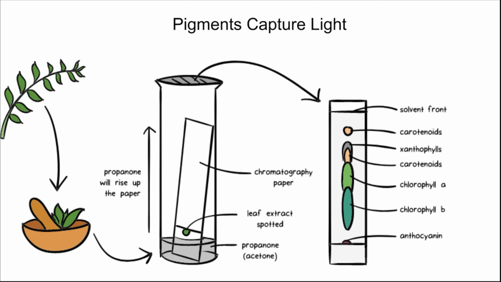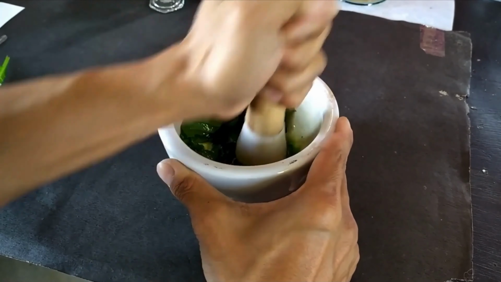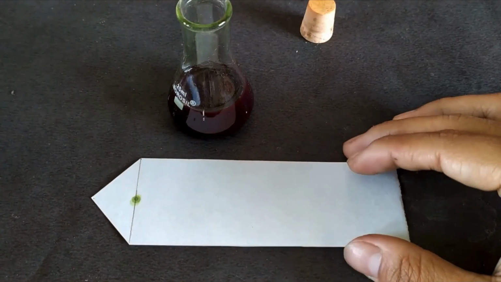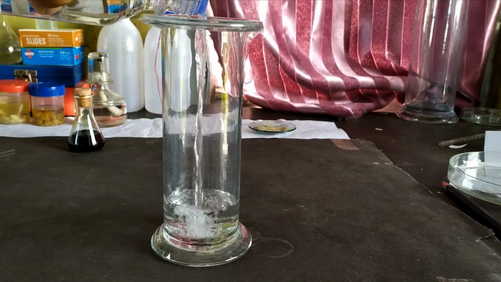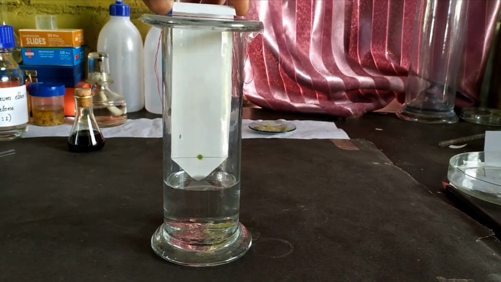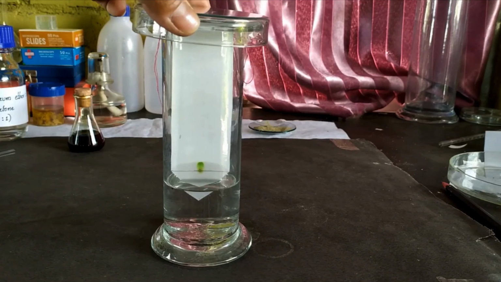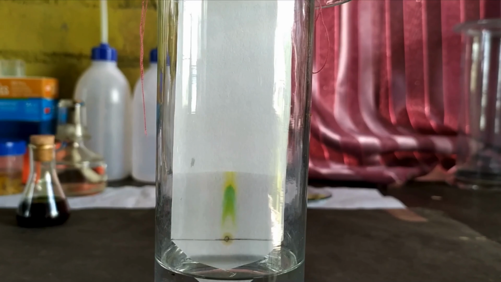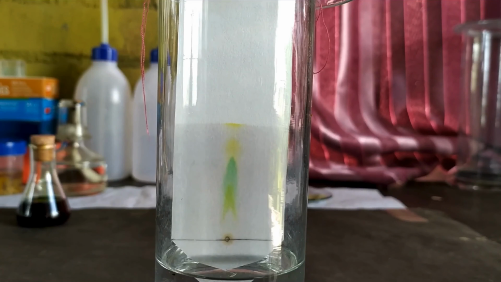Plants contain many different pigments, but if we want to see all the different pigments, we have to separate them somehow. In this demonstration, a piece of chromatography paper is placed in acetone. There's also a little dot of leaf extract placed below the line. The acetone will run up the paper. As the acetone runs up past the leaf extract, it pulls along with it the different molecules of pigment.